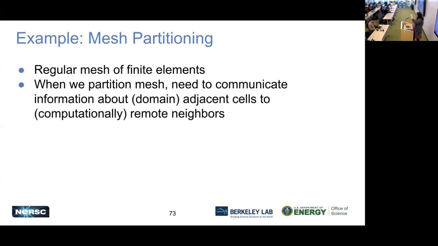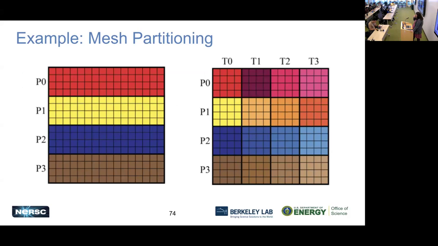When they're on different processes, we're going to need to communicate at those borders between them, right? To pass information about what is the potential energy in my region versus in your neighbor's region. So we're going to have to communicate information about domain adjacent cells to computationally remote neighbors. Here's a sketch of what I'm talking about. Let's say we have four processes: red, yellow, blue, and brown. You can see between the red and the yellow, there's a big border where they share values, and we need to communicate across that border, right?